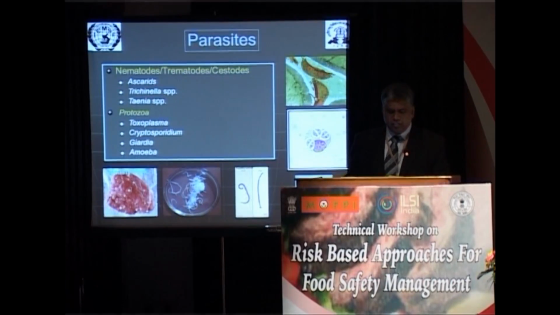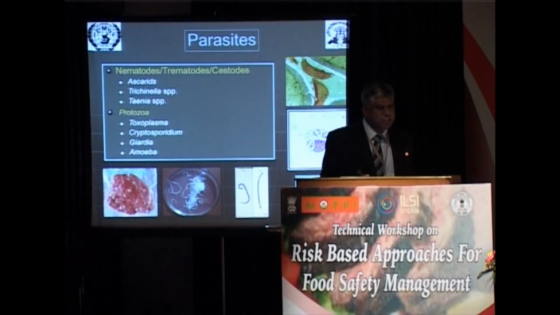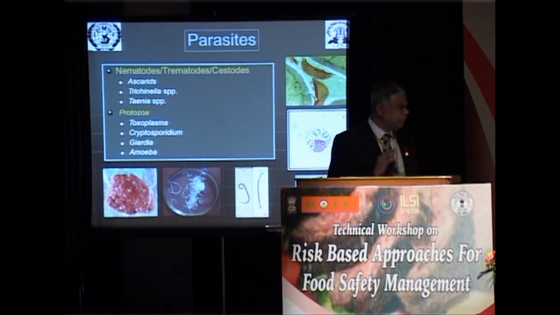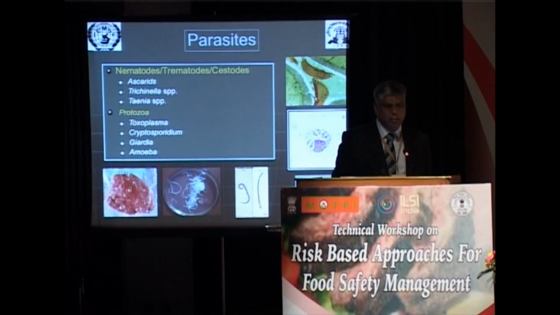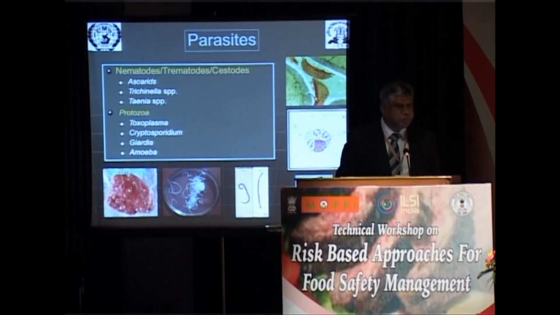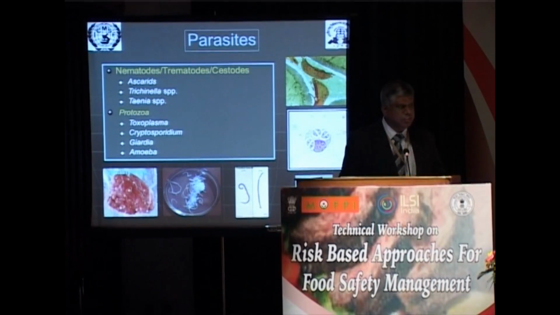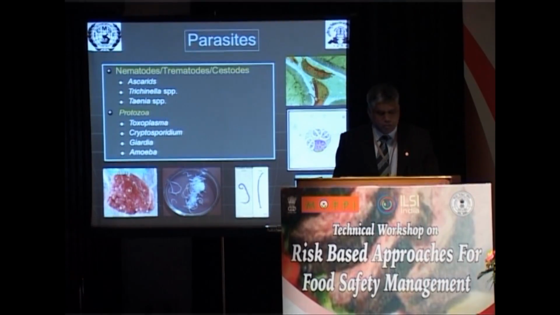We have been knowing that Trichinella and the measly pork and measly beef are associated with food, but due to systematic post-mortem inspection and elimination of the infected animals, they have been controlled largely. But other parasites which are of fecal-oral route origin are still very important, and Cryptosporidium, which is a protozoan parasite, is now emerging as an important parasite all over the world.